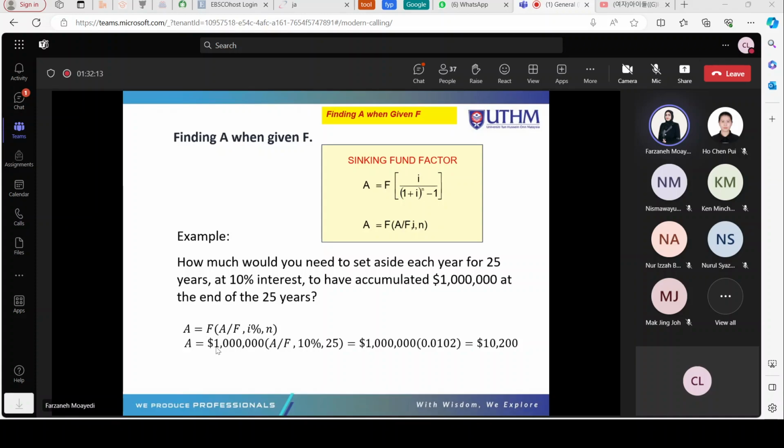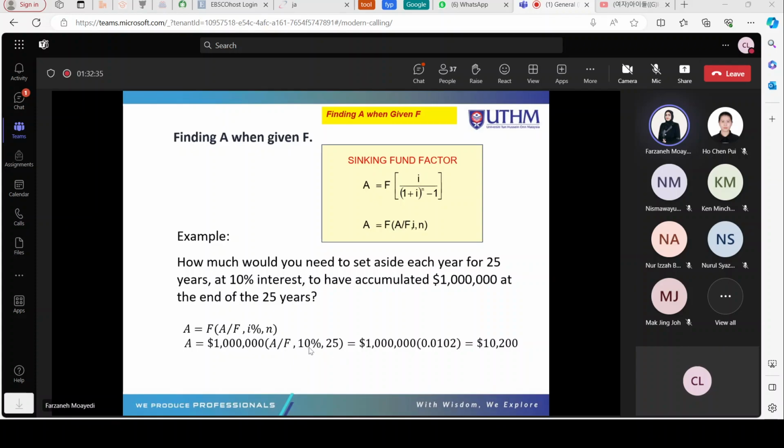So the 1 million is a future value that is given to you. So we have A/F. You are looking for how much you need to save for a future value that you already know. The first one is what you are looking for. The second one is what is being given to you. Always is like that, remember.